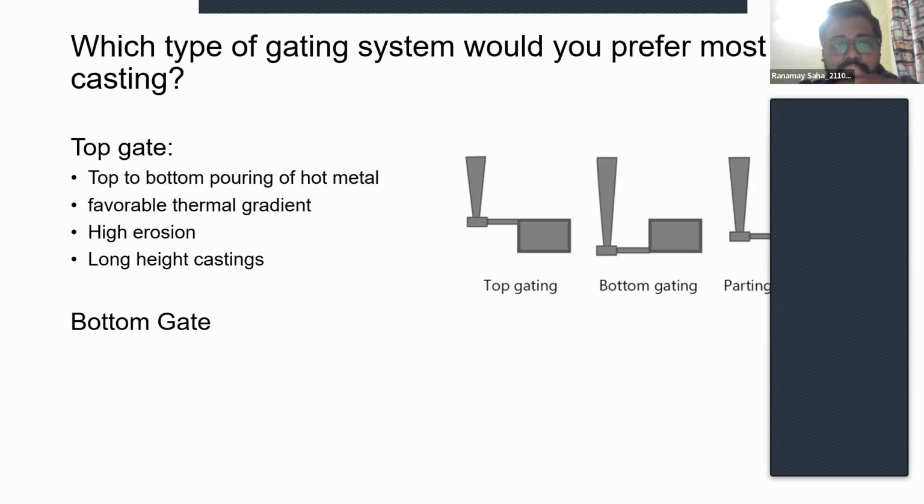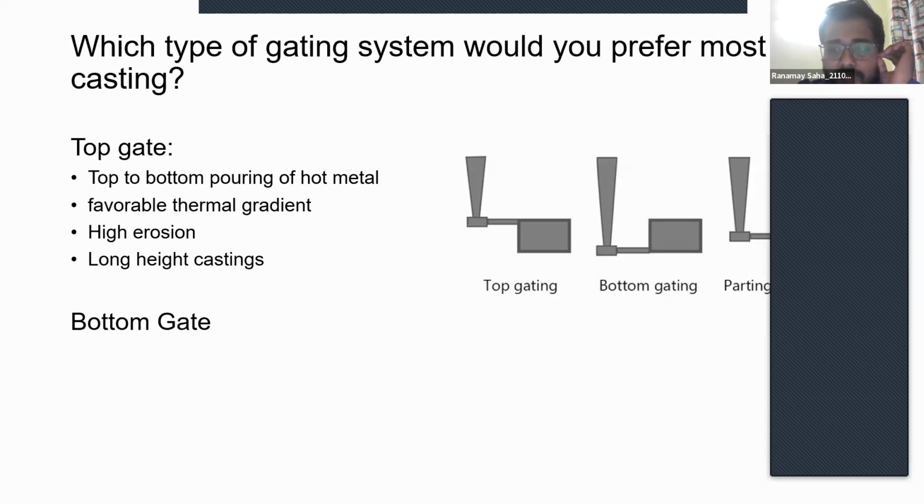Like in case of top gating, we have a high erosion percentage because the kinetic energy of the metal is very high. However, in case of large castings or castings which have very long height, such types of gatings are unavoidable. You can't use that type of gating because the time would be much higher in those cases, and those won't be economic. Now, top gating offers something called favorable thermal gradient.